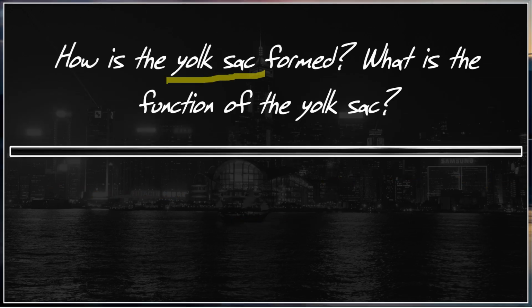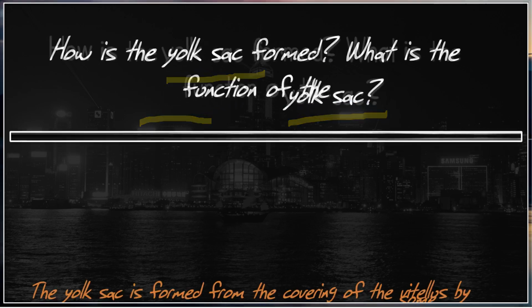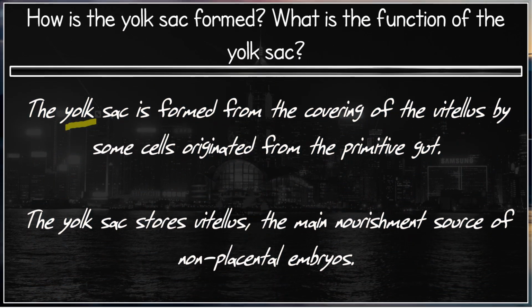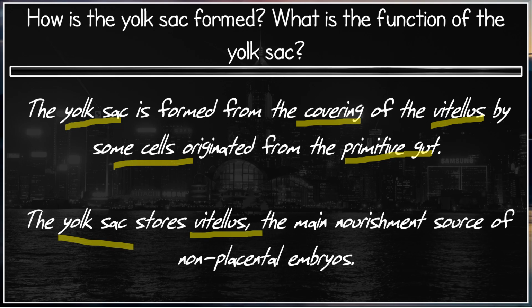How is the yolk sac formed? What is the function of the yolk sac? The yolk sac is formed from the covering of the uterus by some cells originating from the primitive gut. The yolk sac stores yolk, the main nourishment source of the non-placental embryos.